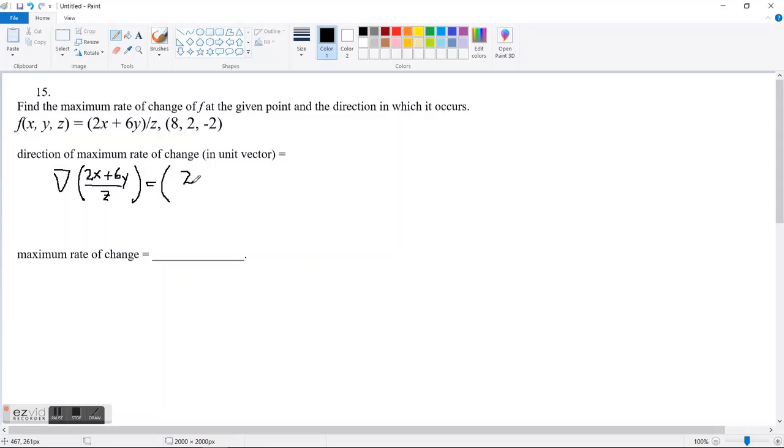So the gradient is a vector. The first component is the partial of our function with respect to x. The second component is the partial of our function with respect to y. And the third component is the partial with respect to z, which is negative 2x plus 6y over z squared.